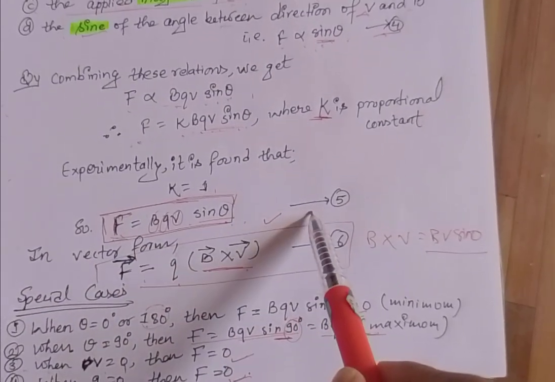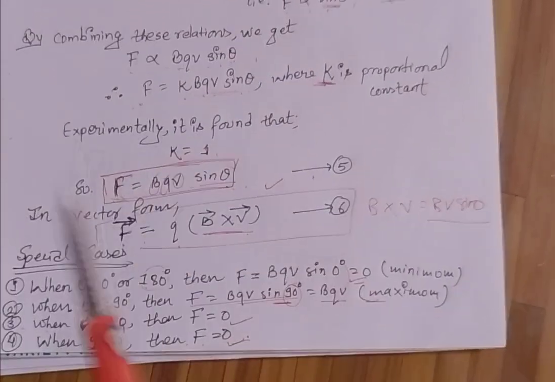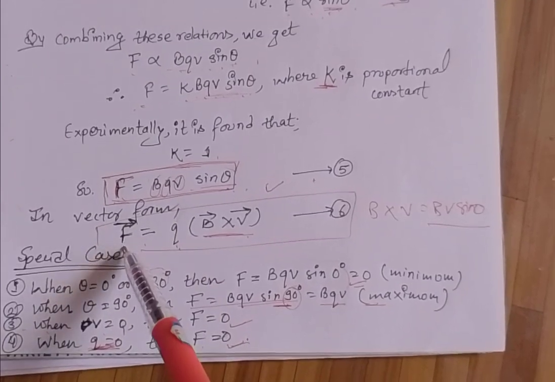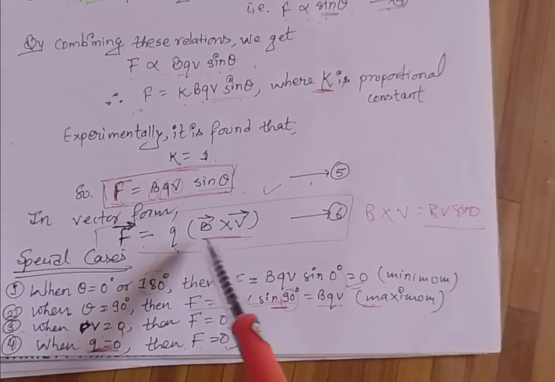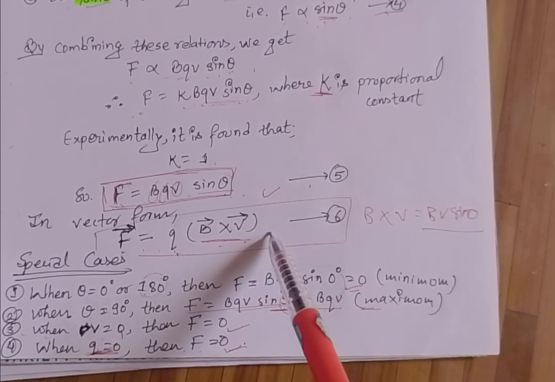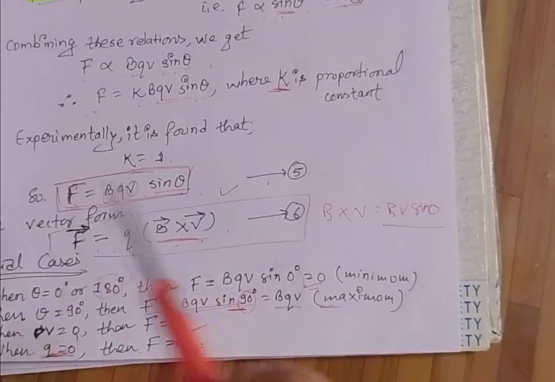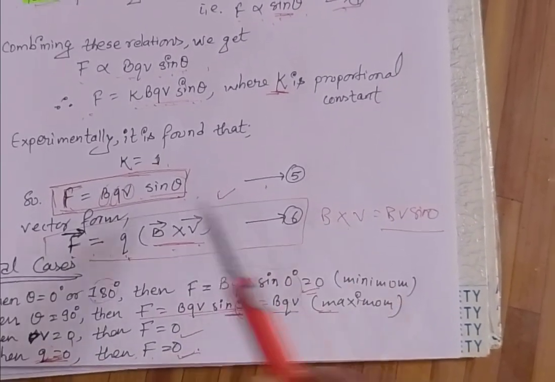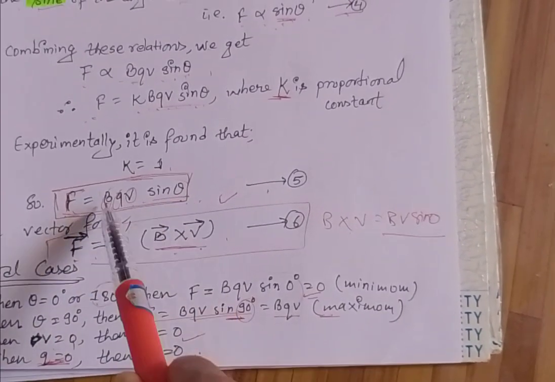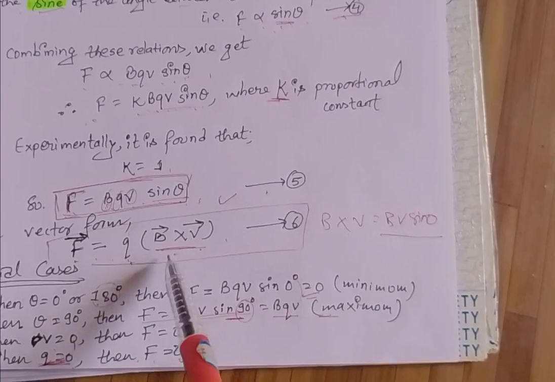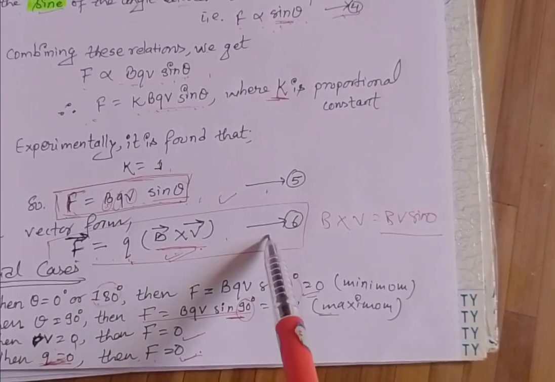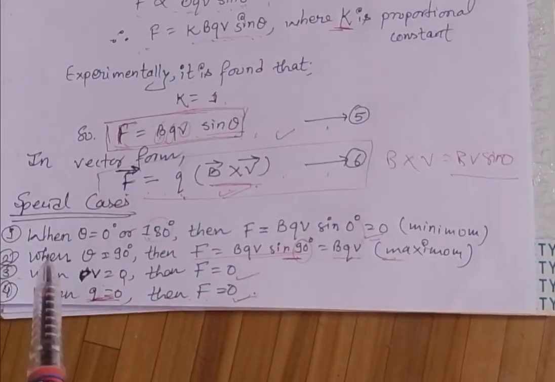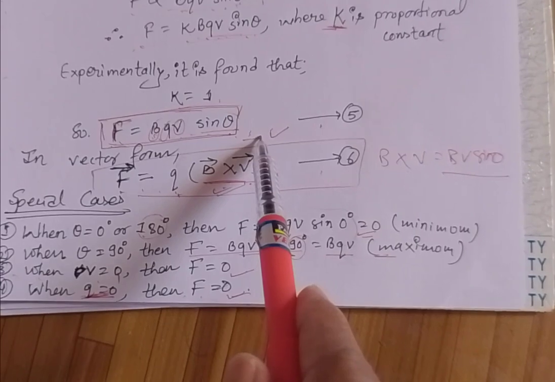This is equation 5. When we write equation 5 in vector form, we can write vector F is equal to q, vector v cross vector B. Simply, this equation can be written. We know that A cross B is equal to AB sine theta. So in place of vB sine theta, we can write v cross B. This is equation 6.